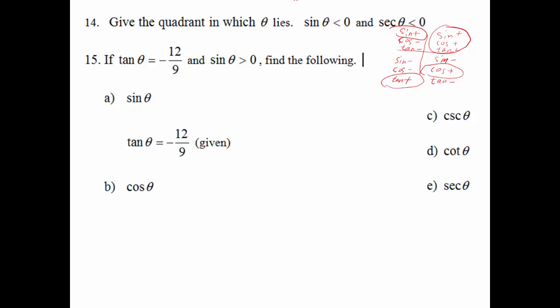Okay, so sine's negative in quadrants 3 and 4, and secant, which is the reciprocal of cosine, is negative. Cosine is negative here and here, so we're in quadrant 3.